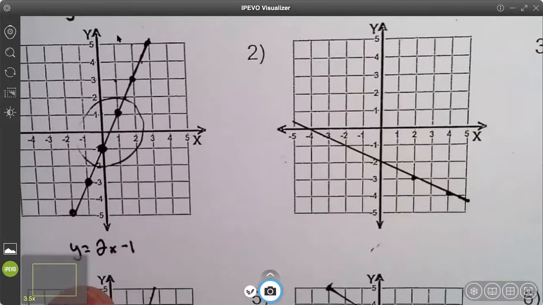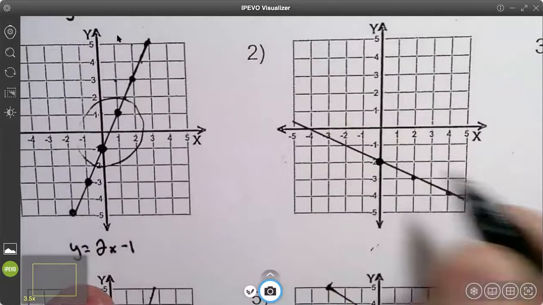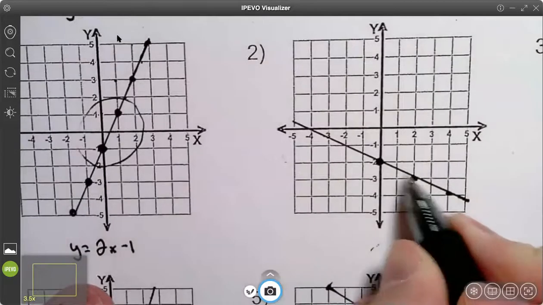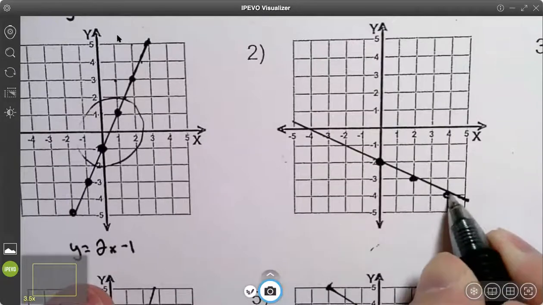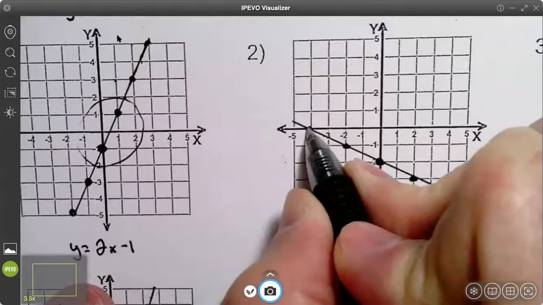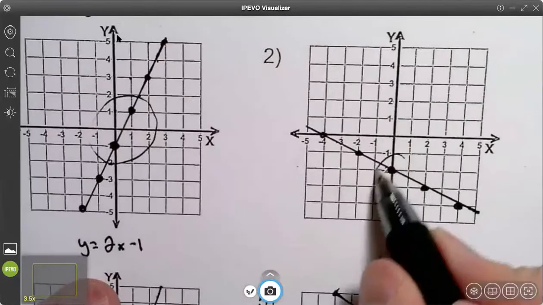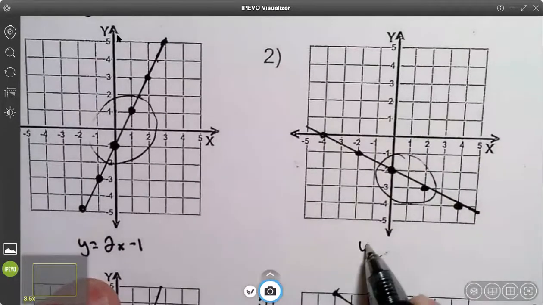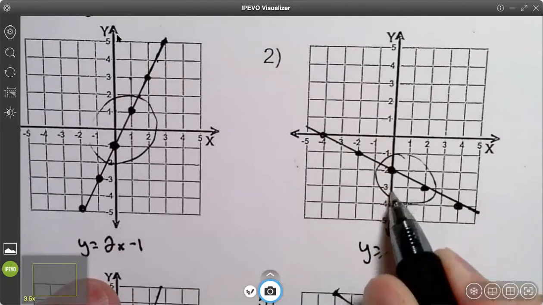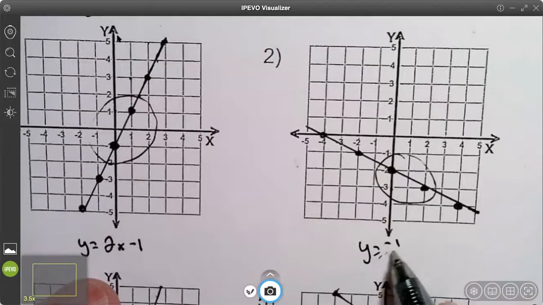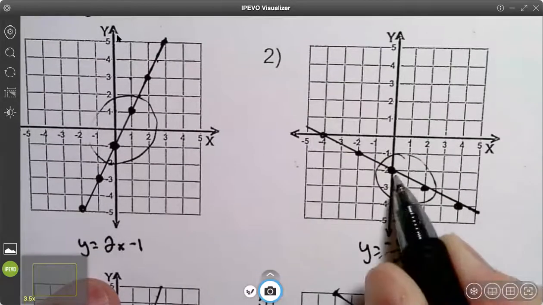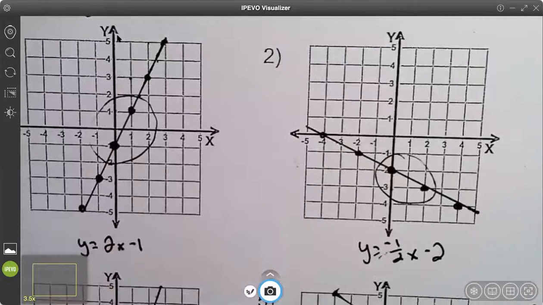Number 2, find your y-intercept, which is -2. Next place it goes through the grid is here. Now I could also identify here, here, and here if I wanted to, but I really only need those 2 points. Y equals, my slope is -1 over 2, and my y-intercept is -2.